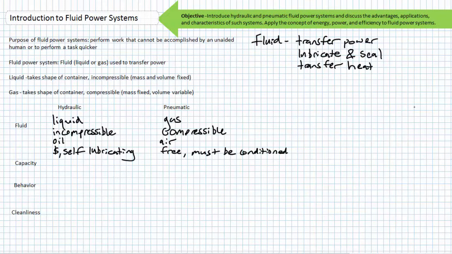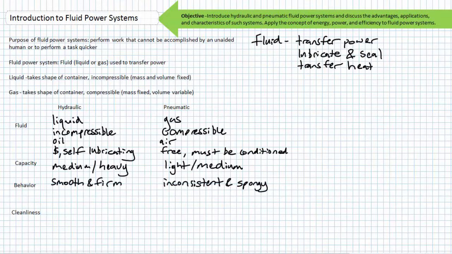The fluid in a fluid power system is an essential component. In later lectures, we'll discuss fluid properties and conditioning needs. Hydraulic systems are ordinarily characterized as being capable of performing medium to heavy-duty applications, whereas pneumatic systems are for light to medium-duty applications. Liquid, because of its inherent incompressible nature, means actuators, like cylinders, extend smoothly and continuously, and when in position, remain so. Gas, because of its inherent compressible nature, means actuators extend inconsistently in comparison, and when popped into position, are spongy and soft.